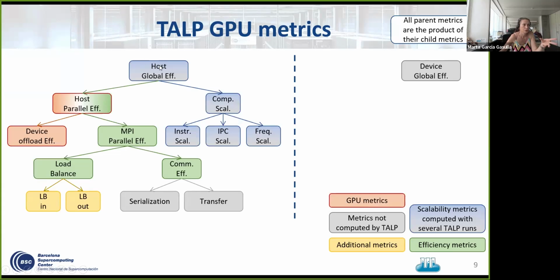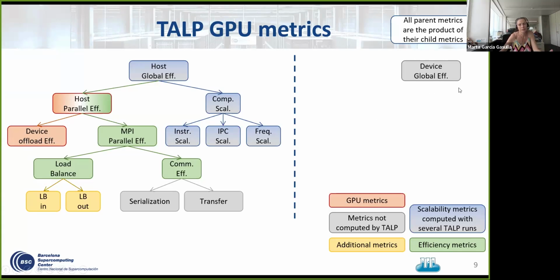So for the host metrics, the host metrics were the original ones that I was presenting before, that were from POP. What we have done, we have added an additional metric that is the host parallel efficiency that accounts for both the MPI parallel efficiency and the device offload efficiency. The device offload efficiency is the new metric that we have added on the host side of the metrics to tell us how much time we are using in the host because we are using the device.